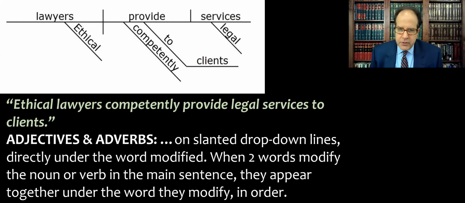And at this point, I hope you can start to see the value of this in analyzing, really parsing a sentence, that we're going to show which word modifies which other word, exactly where it goes in the sentence, and the location matters. Where that slanted line comes down, it comes down underneath the word it actually modifies. Provide, we actually have two things in the sentence that are modifying the verb provide. Competently, right? So that's how they're doing it. And then to clients is also kind of part of how we provide services.